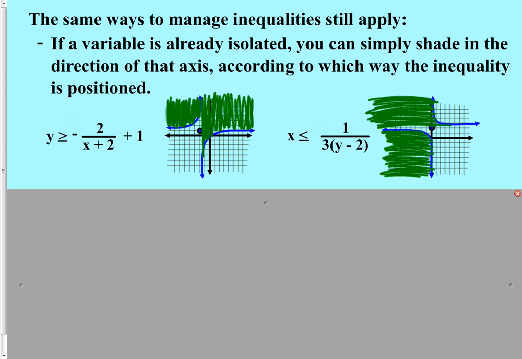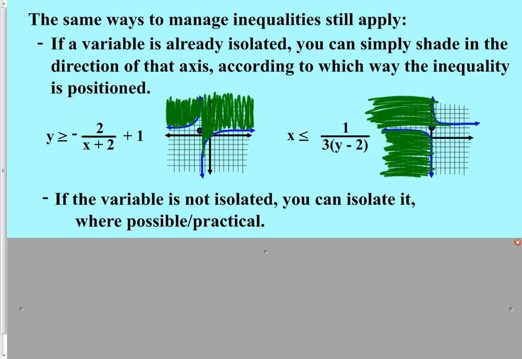If the variable's already isolated, you can just shade in the direction of that axis according to which way the inequality is positioned. Now, another thing we said as far as our shading is, well, what happens if our variable is not isolated? Well, if the variable is easy to isolate, then that is certainly a justifiable way of going about it as well. If you can get the variable isolated, then you can do exactly as we did from above.